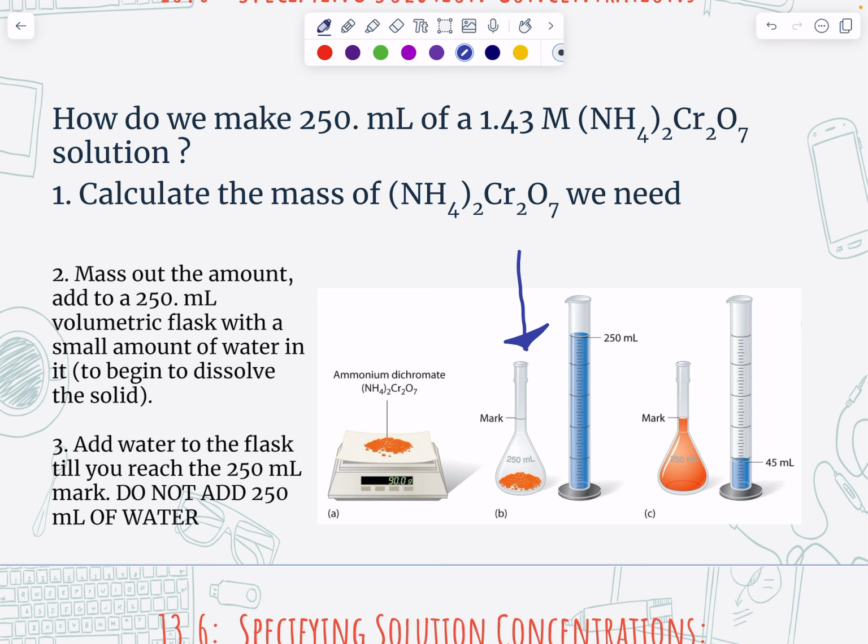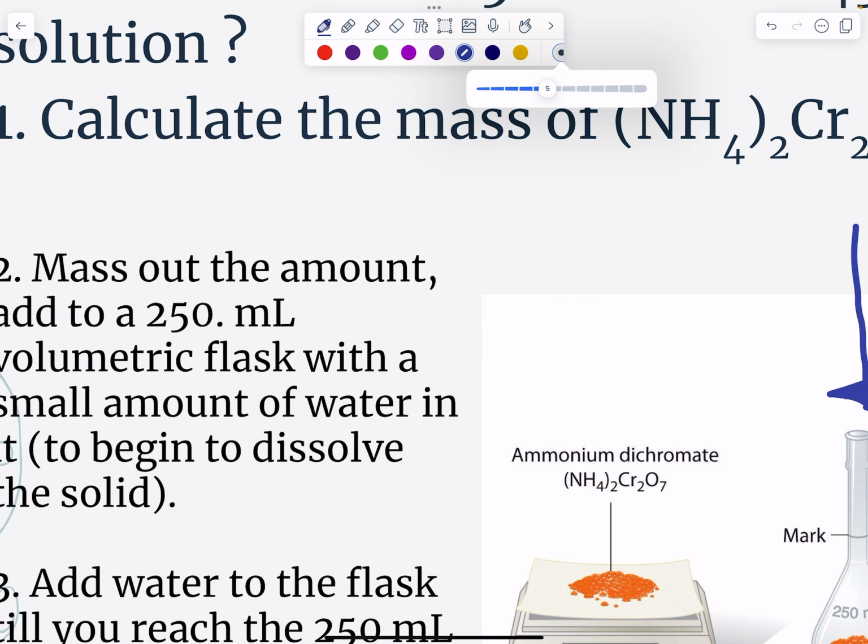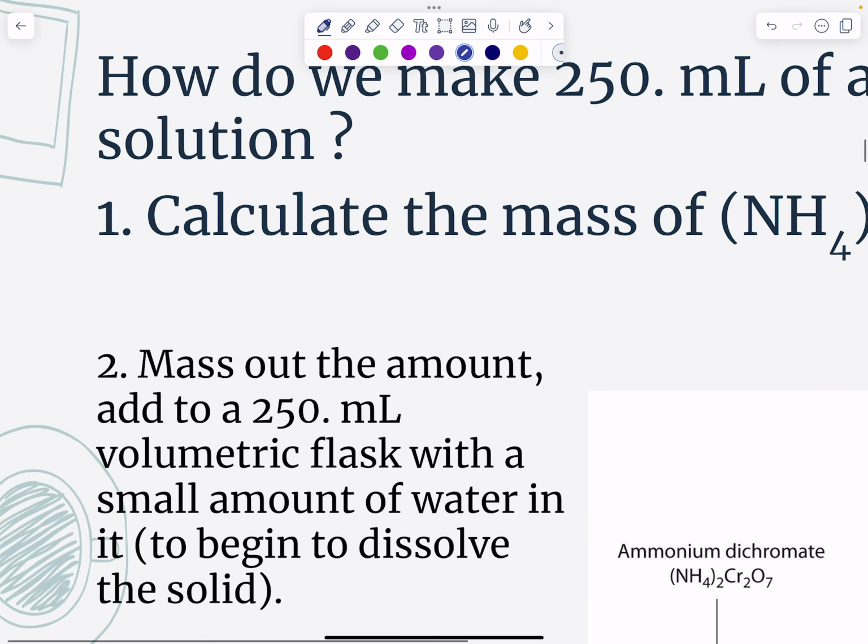So the first question says, how do we make 250 milliliters of a 1.43 molar NH4 2Cr2O7, that's ammonium dichromate. That's the name of that ionic compound that is dissolved in that solution. So the first thing we need to do is we need to calculate the mass of the ammonium dichromate that we need. And I didn't leave myself room enough to do these calculations, but I know on your piece of paper you do. So the formula is molarity equals moles per liter.